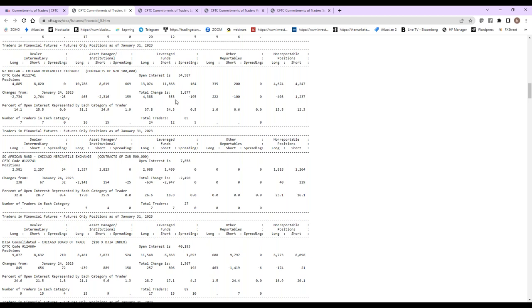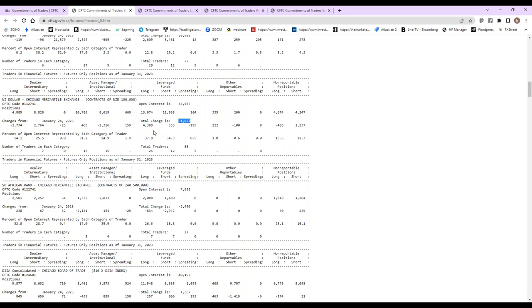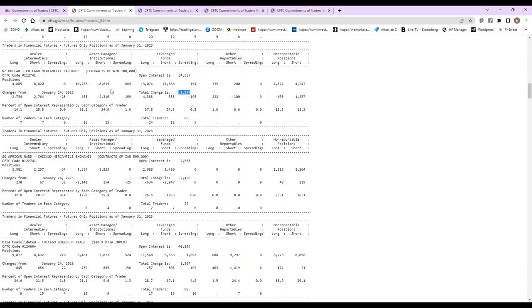Changes in short, long. So 14%, 25%, 31%, 24%, 37%, 34%. Not reportables. The total change is 134. So there is a growing interest for a short position in Kiwi.